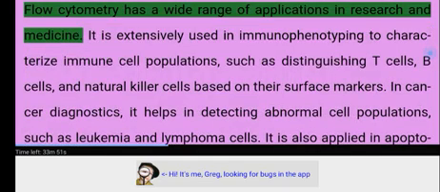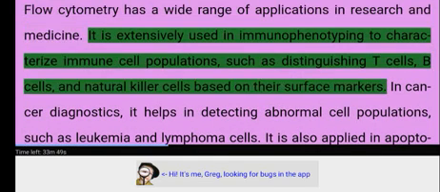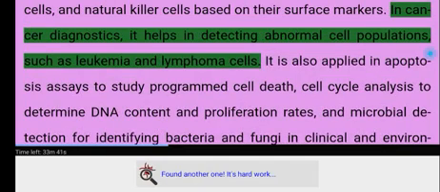Flow cytometry has a wide range of applications in research and medicine. It is extensively used in immunophenotyping to characterize immune cell populations, such as distinguishing T cells, B cells, and natural killer cells based on their surface markers. In cancer diagnostics, it helps in detecting abnormal cell populations, such as leukemia and lymphoma cells.